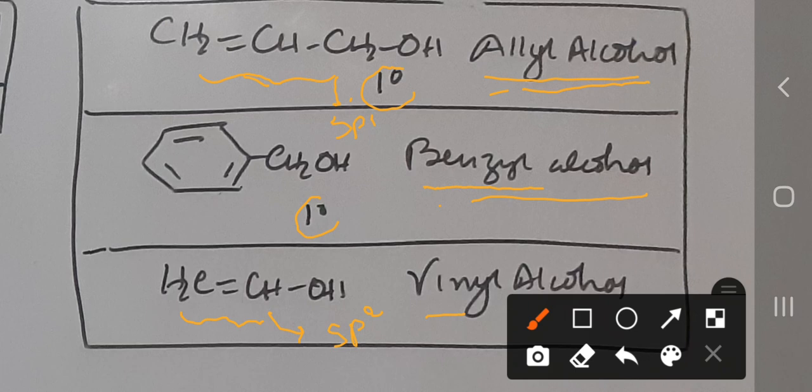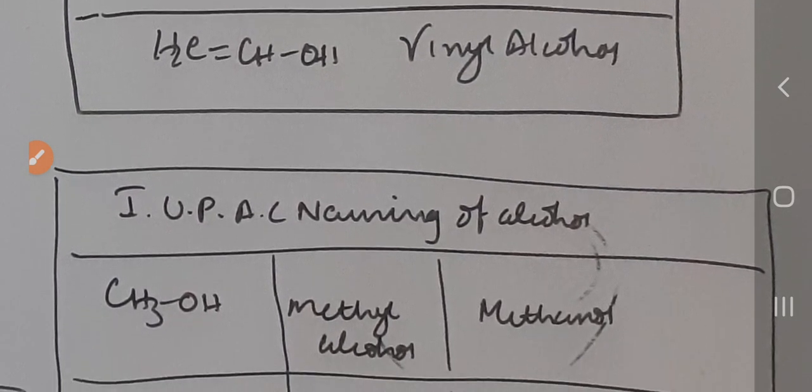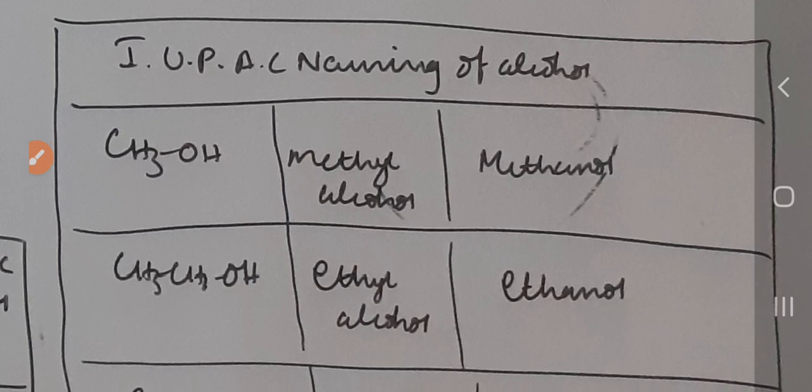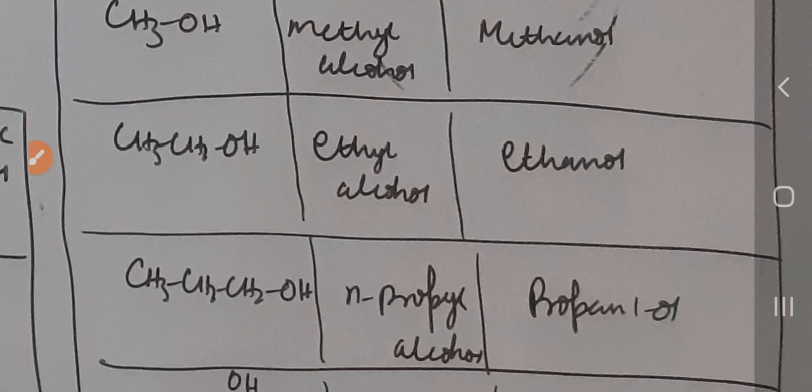Now move on to the next part, IUPAC naming of alcohol. You can see that CH3OH, methyl alcohol, is the common name and methanol is the IUPAC name. Again CH3CH2OH, ethyl alcohol, ethanol. But if there are 3 carbon atoms in a straight chain, then it will be written like this: N-propyl alcohol or propan-1-ol.